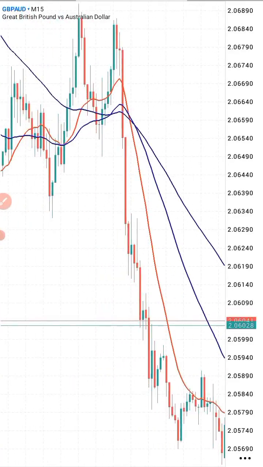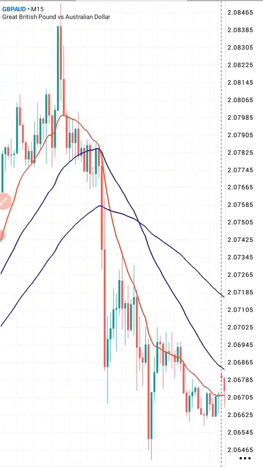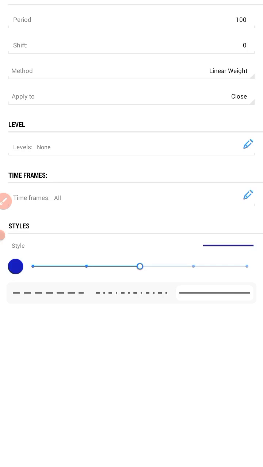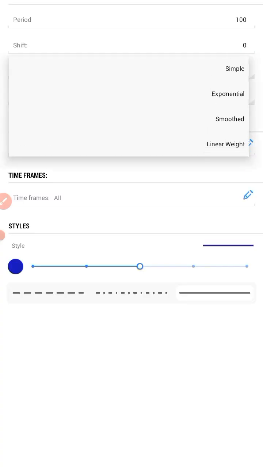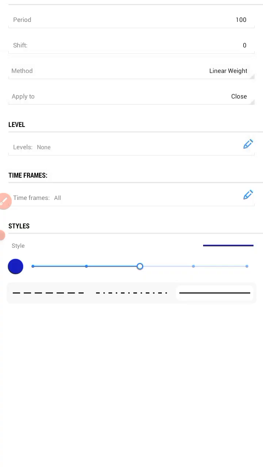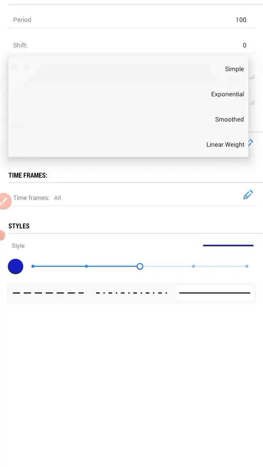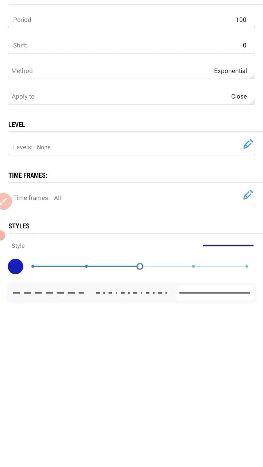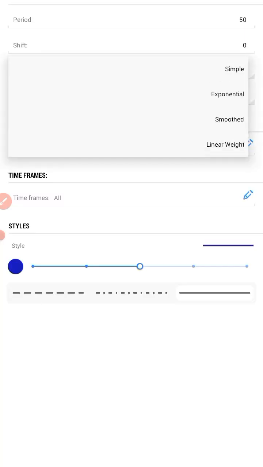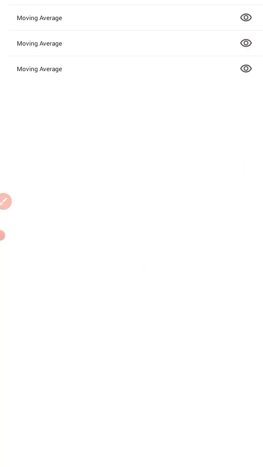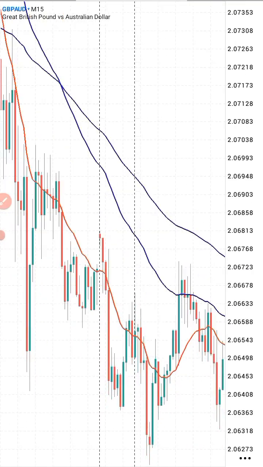And these are the moving averages. They don't look nice because of the linear weight. Now, let me change this. Okay, let me only use linear weight in the first one, while for the other ones I use exponential. Yes, exponential. Okay, fine. Now look at how it looks like.